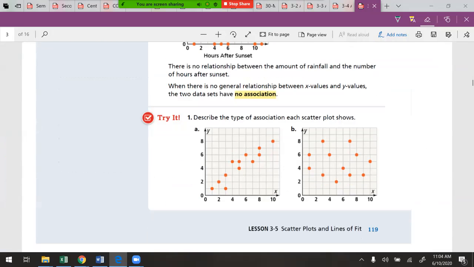So let's look at this. I'm not even gonna write it down. This one here, points are going up, positive. Part B, points are all over the place, there's nothing, right? I can't really draw a line because there's no direction in which the points are going.